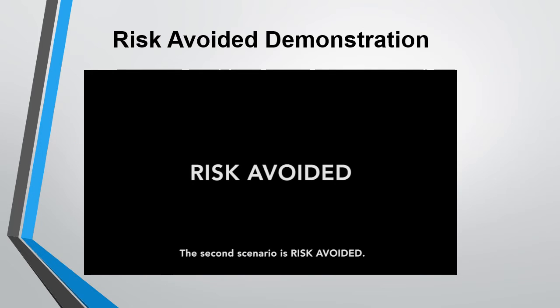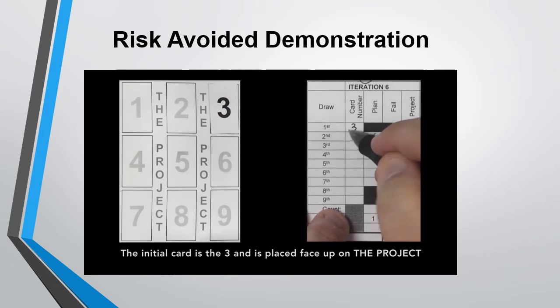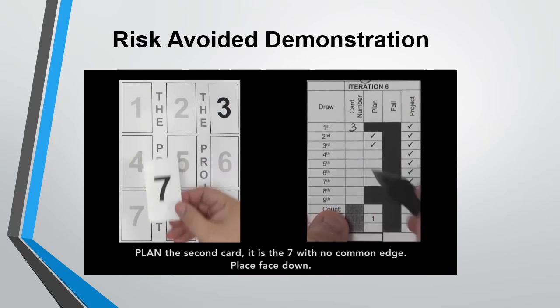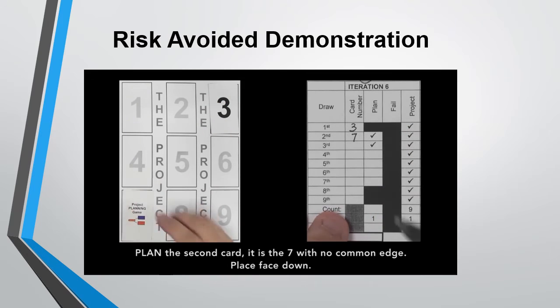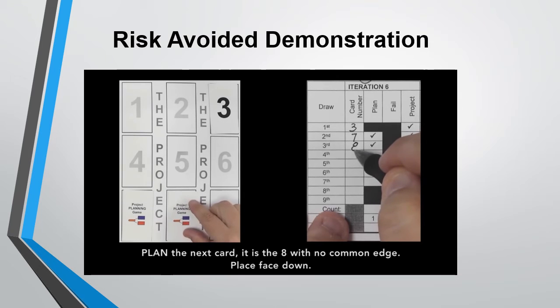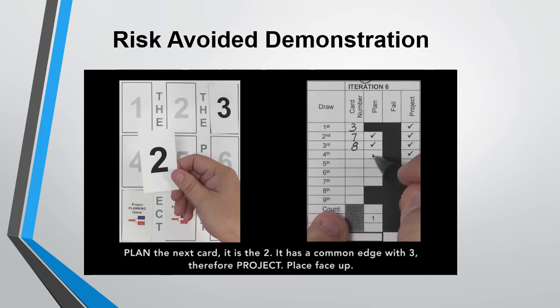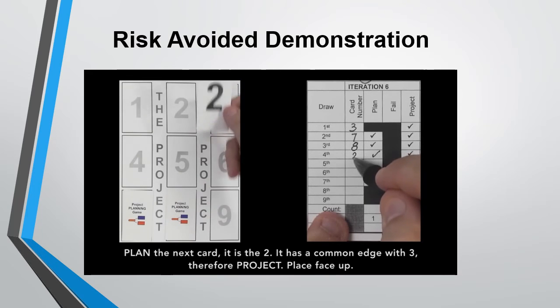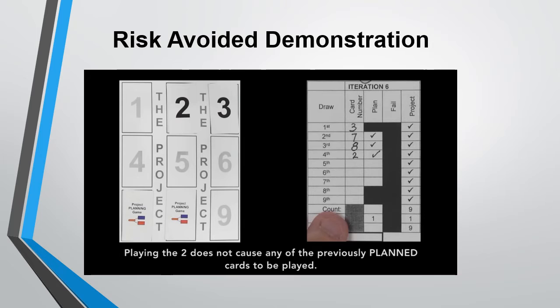The second scenario is risk avoided. The initial card is the 3, and it is placed face up on the project. Plan the second card, it is the 7, no common edge, placed face down. Plan the next card, it is the 8, no common edge, placed face down. Plan the next card, it is the 2, has a common edge with 3, therefore project, placed face up. Playing the 2 does not cause any of the previously planned cards to be played.